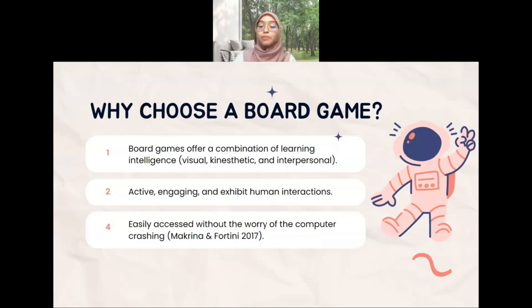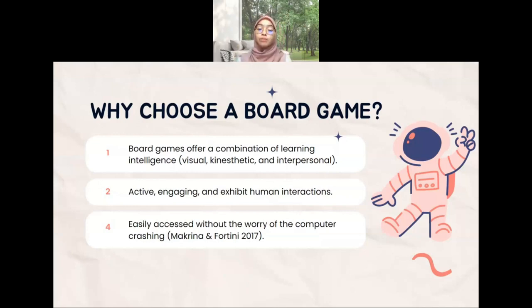Firstly, board games combine several intelligences. That includes visual intelligence, because students can visualize pictures presented on the track, and interpersonal intelligence, because students can interact with their peers, and bodily kinesthetic intelligence, because games provide hands-on learning by allowing students to touch objects such as the track, dice, and cards.